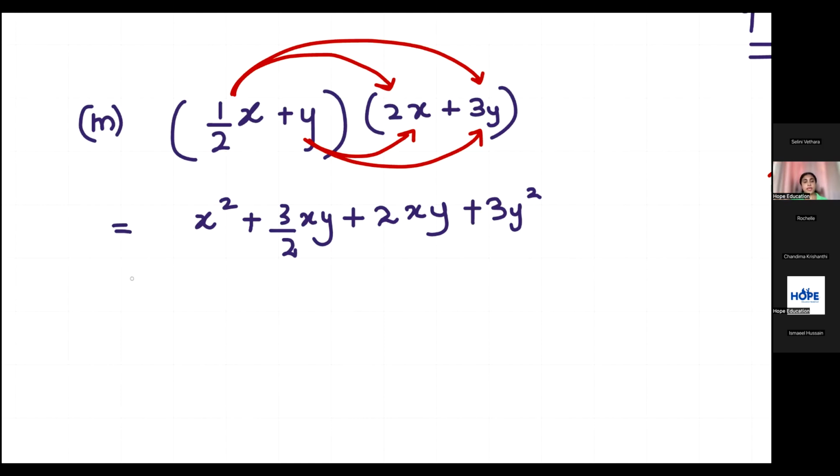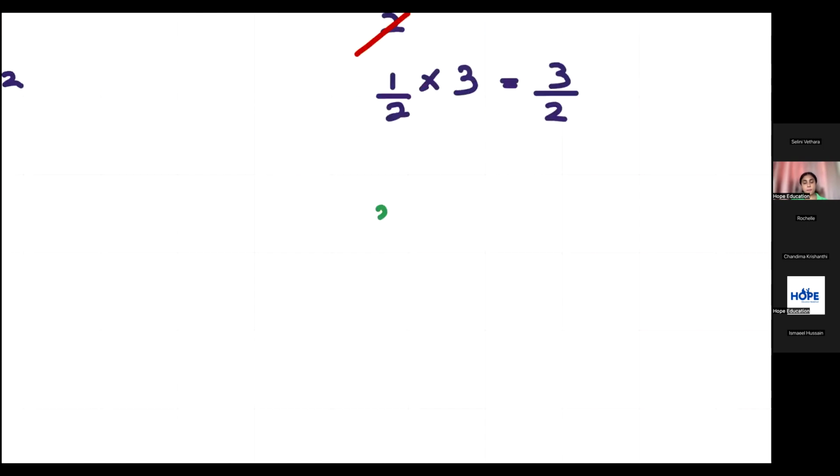Okay, then x squared. We have 3 over 2 xy and 2xy. So xy is common because both of them have xy, so the answer will anyway have xy. Let's look at the numbers. Here 3 over 2, here 2. Let's add those: 3 over 2 plus 2.